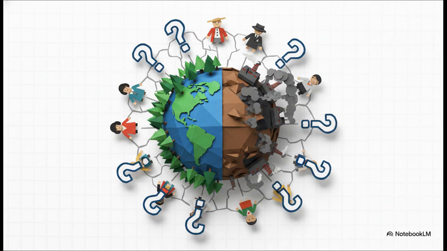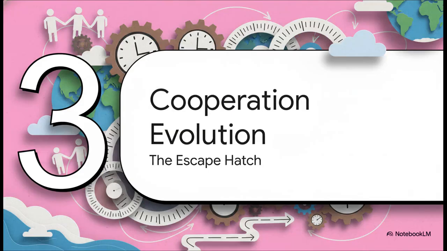A country might genuinely want to cut emissions, but they know the immediate economic benefits of polluting are huge. They fear that if they cut back, other nations will just keep polluting and steal their market share. That uncertainty makes international trust incredibly difficult to pull off. So, is there any hope? Let's look at Section 3, the evolution of cooperation.